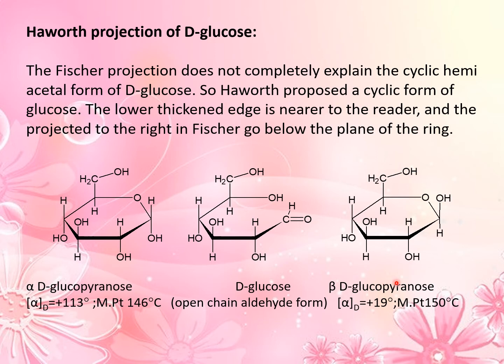And this is beta D-glucopyranose. Why are we calling it beta? Because the OH is pointing upward and H towards the down position. The specific rotation is plus 19 degrees and the melting point is 150 degrees Celsius. This is the Haworth projection of D-glucose.